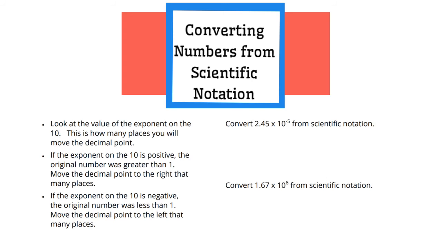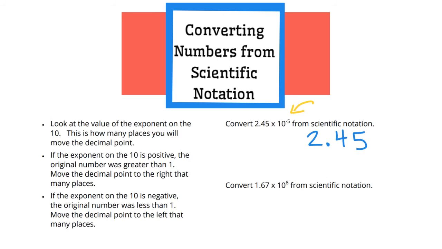Now let's look at some examples. First example says to convert 2 and 45/100ths times 10 to the power of negative 5 from scientific notation. My first step would be to write down my number, 2 and 45/100ths. Now, I see that I have an exponent that is a negative. This means that my final answer needs to be a number less than 1.